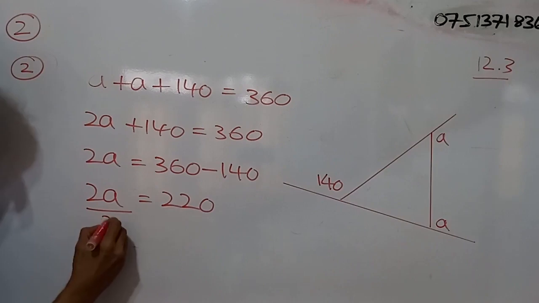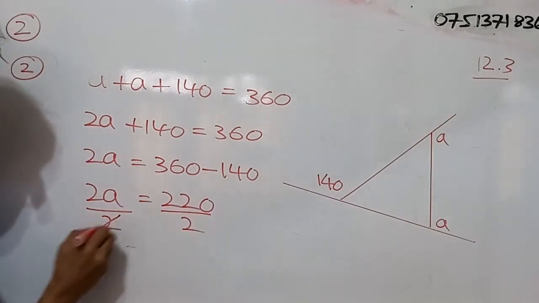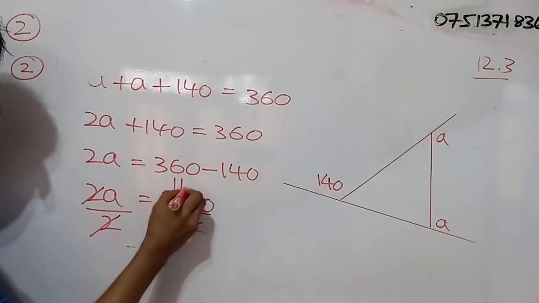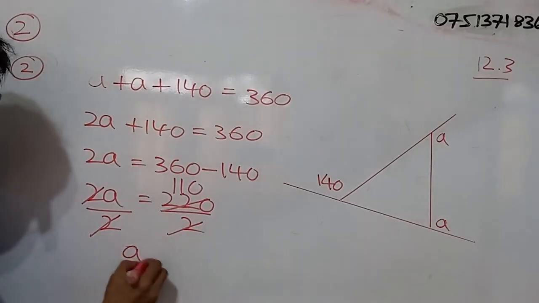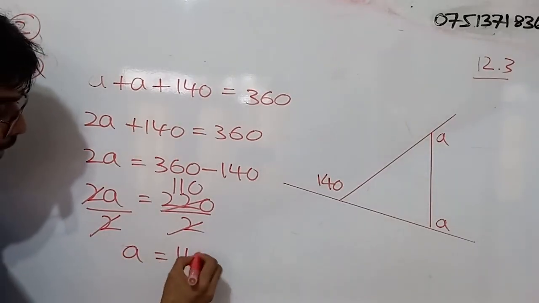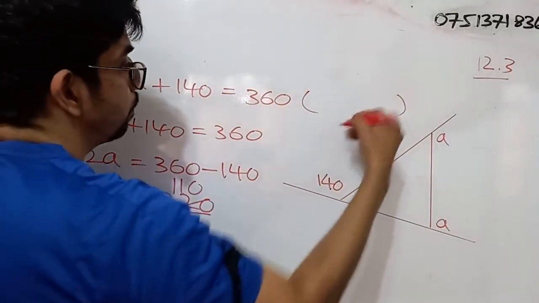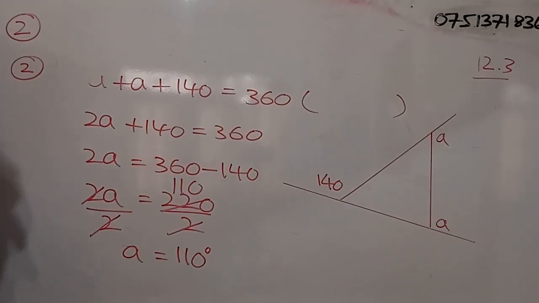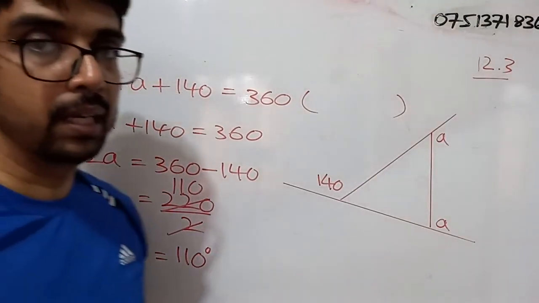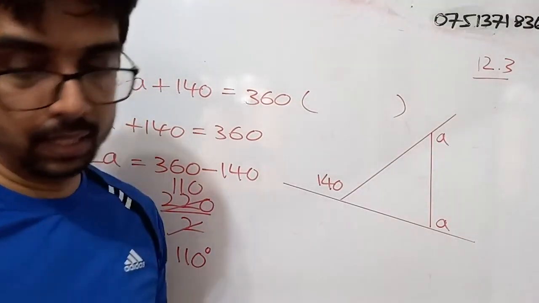220. So I will divide this side by 2, do the same thing to the other side, right? So 110. So A is equal to what? 110 degrees. And here, just as before, you have to write down the reason. Sum of external angles of a triangle is equal to 360 degrees.